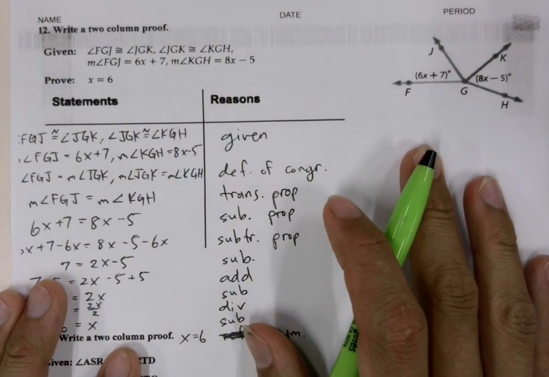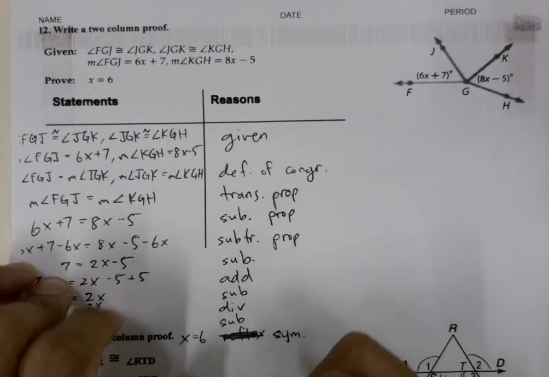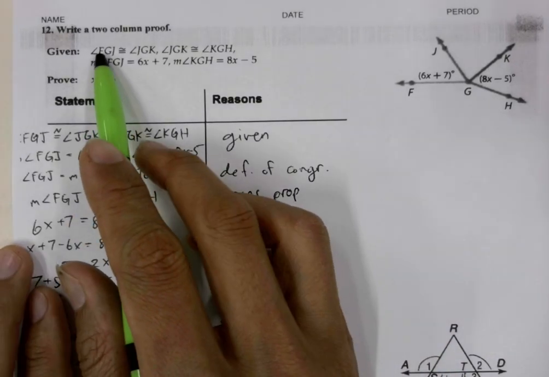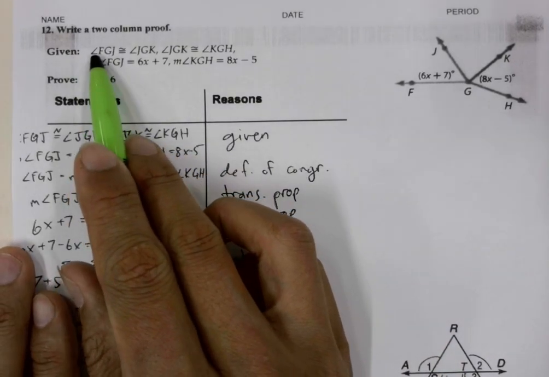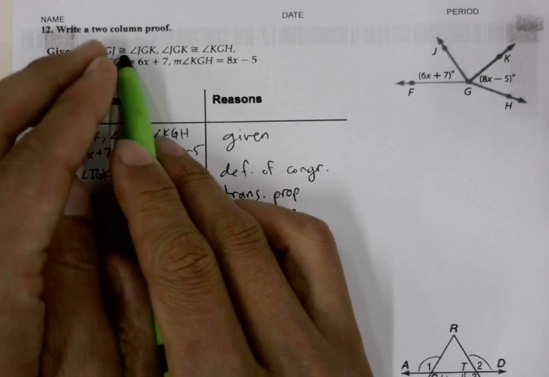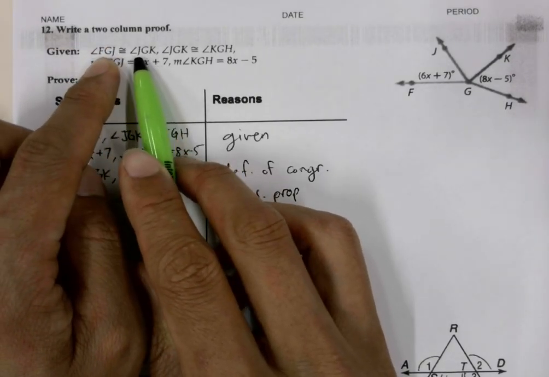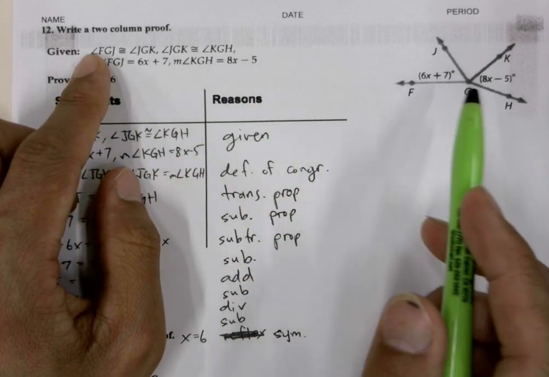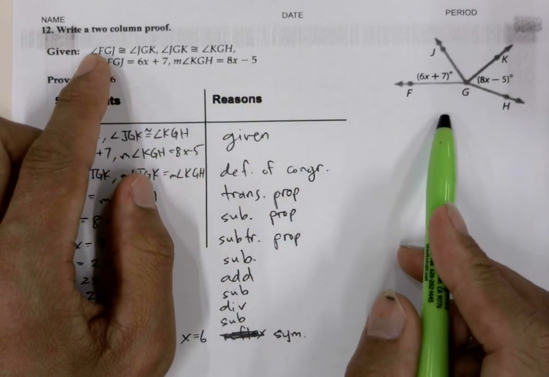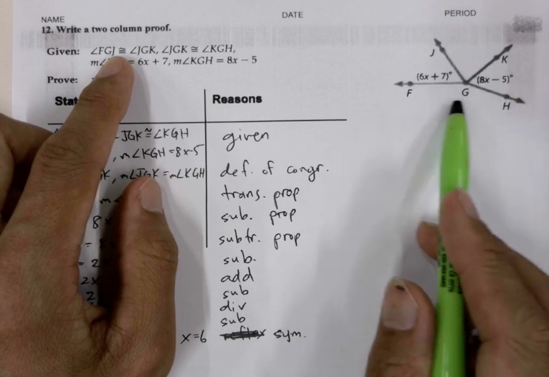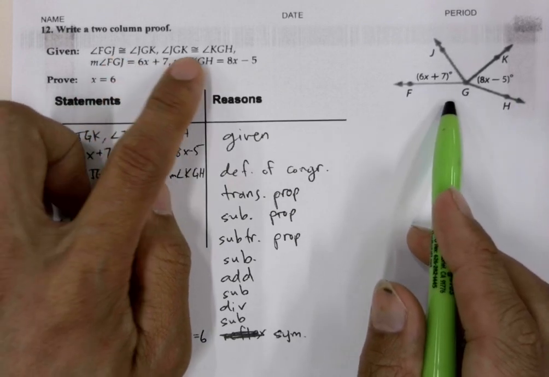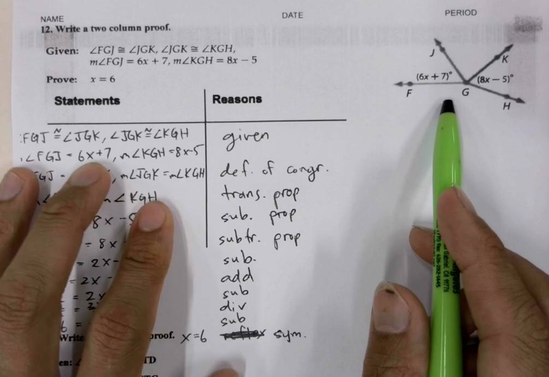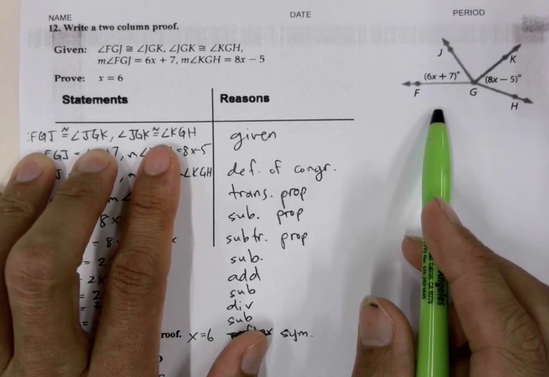So here we have a couple more exercises, and what's different here is that our given is saying angle FGJ is congruent with angle JGK. So this is saying the angle in the figure is congruent with the other angle in the figure, right? Same thing here.